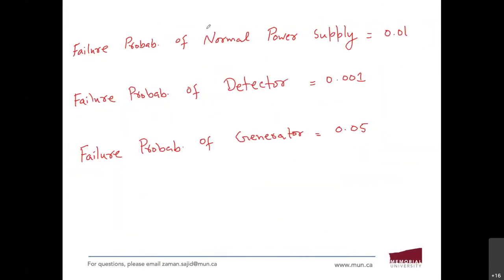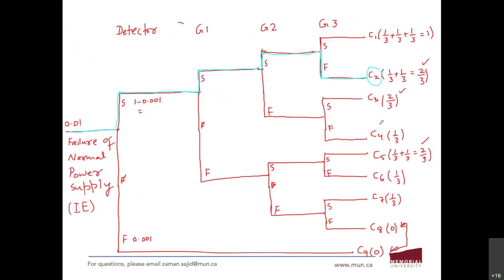For this, my failure probability is 0.05. I can find it out by subtracting 1 out of this. Now the same is true for the second generator failure probabilities, which is 0.05. The success can be found out by subtracting it from 1. Similarly, this will be 0.05, and this will be 1 minus 0.05. For generator 3, the failure probability is 0.05. The success can be found out by subtracting it from 1, and the same procedure you can apply for the rest of them. You have the failure probability. You need to find the success by subtracting that from 1.